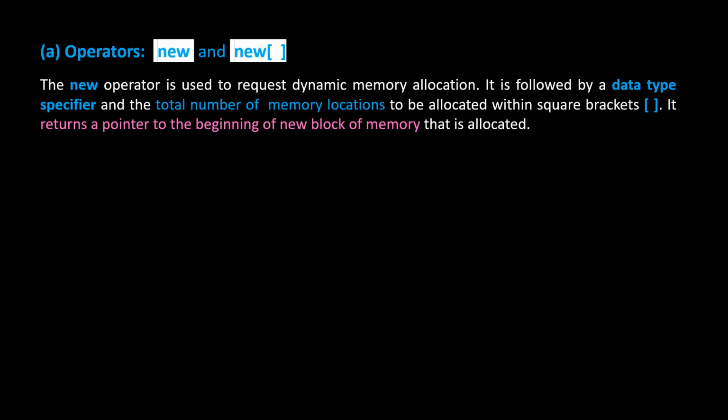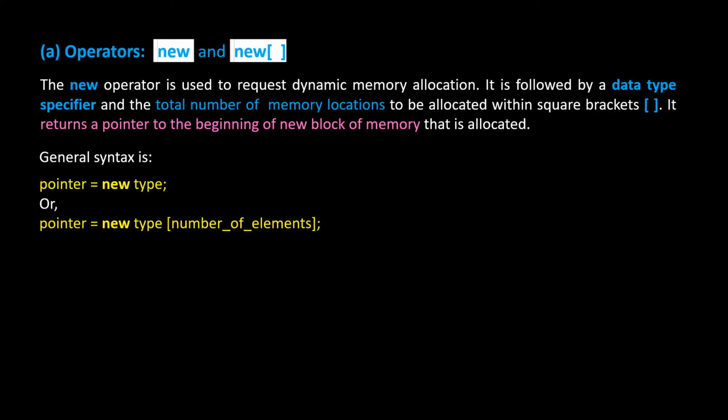The new operator is used to request dynamic memory allocation. It is followed by a data type specifier, and the total number of memory locations to be allocated within square brackets. It returns a pointer to the beginning of new block of memory that is allocated. General syntax is pointer equals new type, or pointer equals new type, within square brackets, number of elements. Let's have a look at this example.